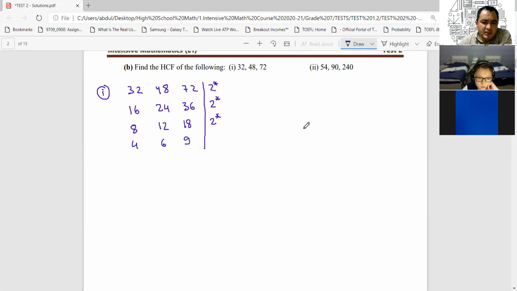But now, as you see here, these numbers 4, 6, and 9 do not have any common factor except for 1, right? So we should just stop. We can continue, but since we're only trying to find the highest common factor of these numbers, we should stop here. So what is then the highest common factor of these numbers, 32, 48, and 72? The product of these common factors, that is 2 times 2 times 2, that's equal to 8, right?